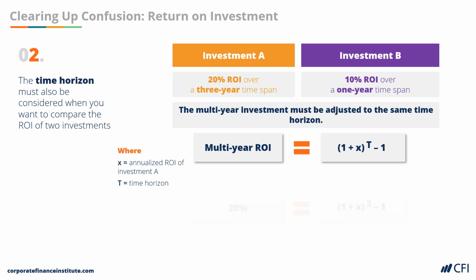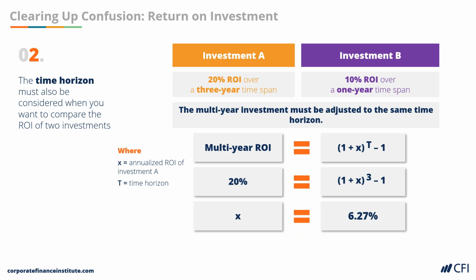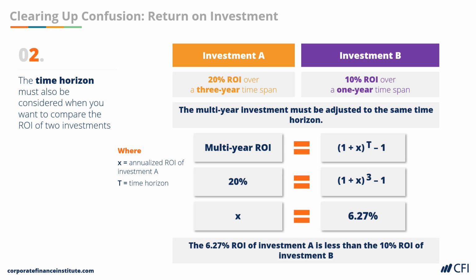Using this formula, that would be 20% equals (1 + x)^3 - 1. With some simple algebra, we can rearrange this to reach x equals 6.27%. Thus, Investment A is a worse investment than Investment B because its 6.27% ROI is lower than Investment B's 10% ROI.